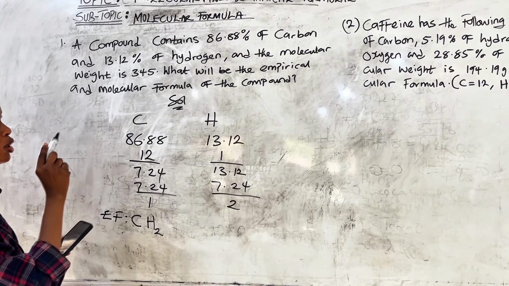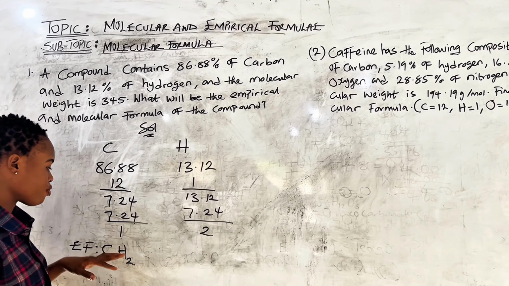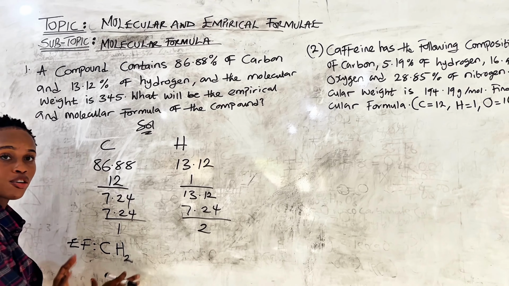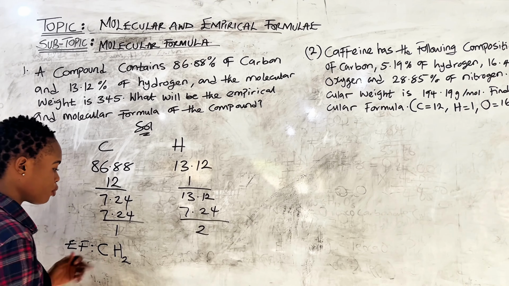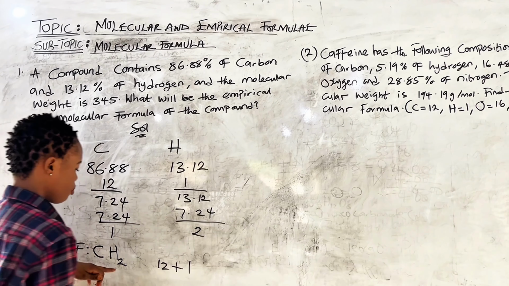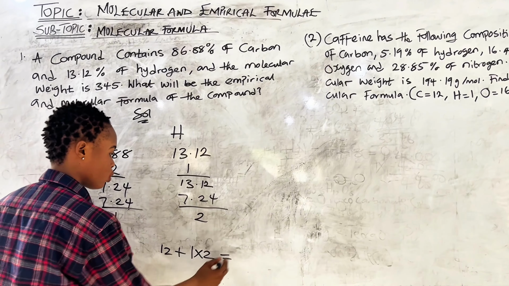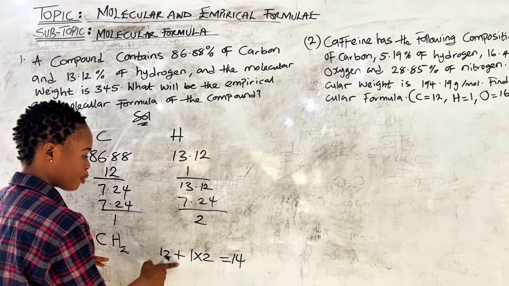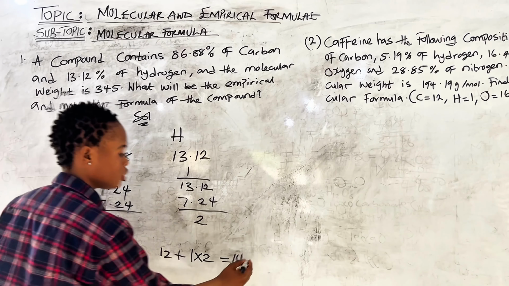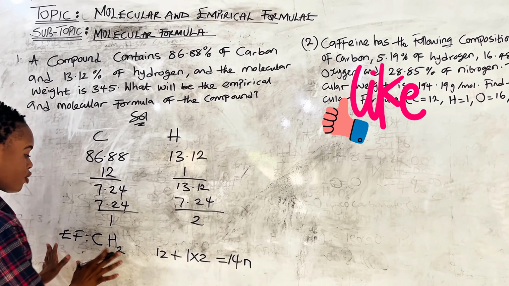So now we have the empirical formula. We want to now calculate for the molecular formula. How do we do that? To calculate the molecular formula, we're going to be adding up the mass numbers of your empirical formula. So the mass number of carbon is 12 plus the mass number of hydrogen is 1, but don't forget there's a 2 attached to it. So times 2 equals 14. So 12 plus 2 gave us 14. So let's call that 14N. So this is the relative molecular mass of your empirical formula.